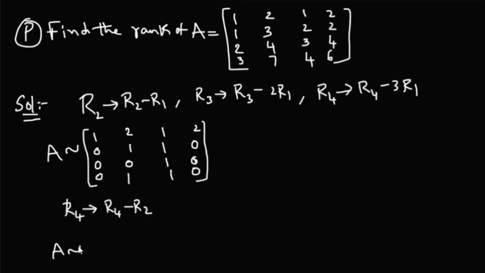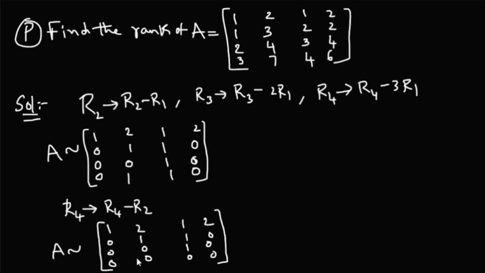Then what happens? A becomes no changes in the first row, 1, 2, 1, 2. Second row, there is no change: 0, 1, 1, 0. 0, 0, 1, 0 is the third row as it is. Fourth row is R4 minus R2: 0, 0, 0, 0. Here the last row is 0.